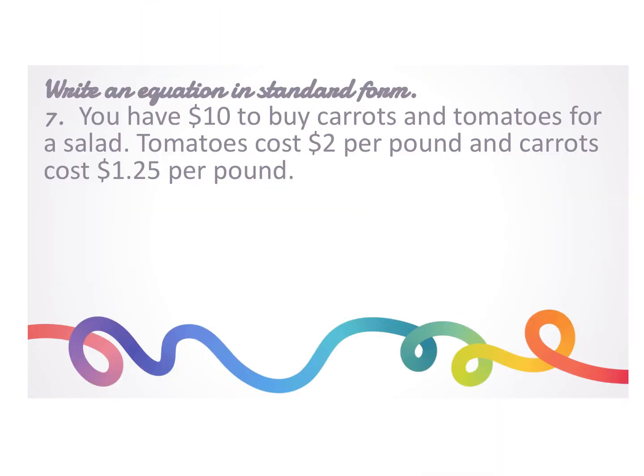So we're going to do the same thing with word problems. It says write an equation in standard form. So standard form, remember, is ax plus by equals c. Okay, this one says you have $10 to buy carrots and tomatoes for a salad. Right here it says tomatoes cost $2 per pound, and carrots cost $1.25 per pound.